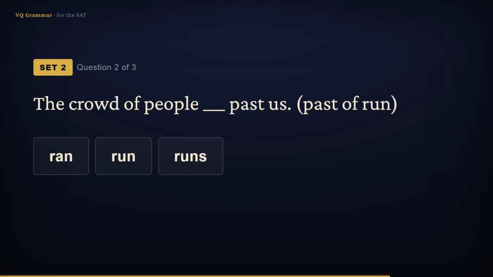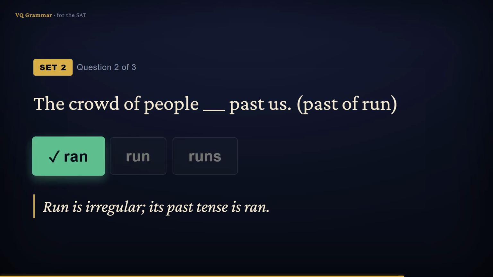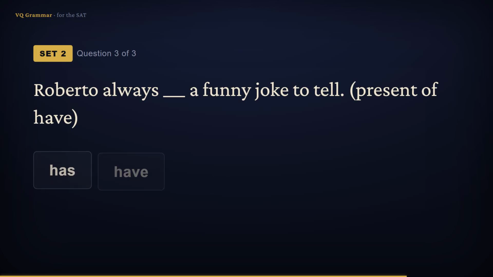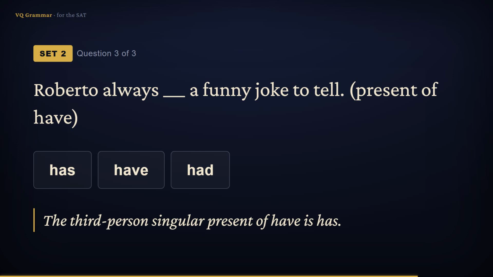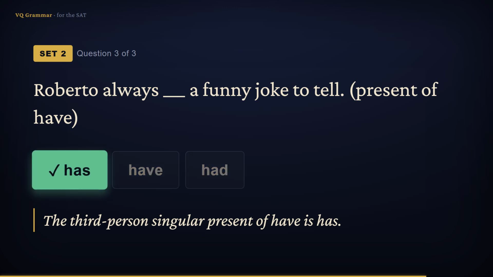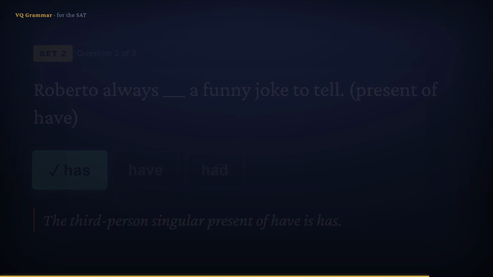The crowd of people blank past us. Past of run. Run is irregular, and its past form is ran. So the answer is ran. Roberto always blank a funny joke to tell. Present of have. Roberto is third person singular, and the present of have for he, she, or it is has. So the answer is has.